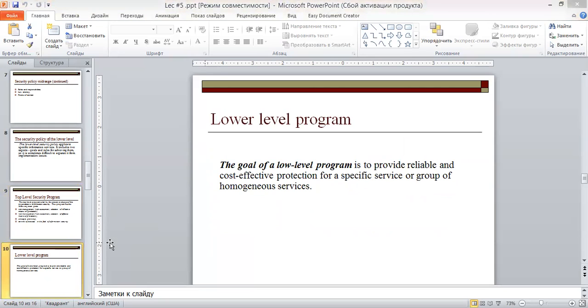The next program is the lower-level program. The goal of a low-level program is to provide reliable and effective protection for a specific service or group of homogeneous services. At this level, it is decided which protection mechanism should be used, technical means are purchased and installed, day-to-day administration is performed, the state of weak points is monitored, and so on. Service administrators are usually responsible for the lower-level program.